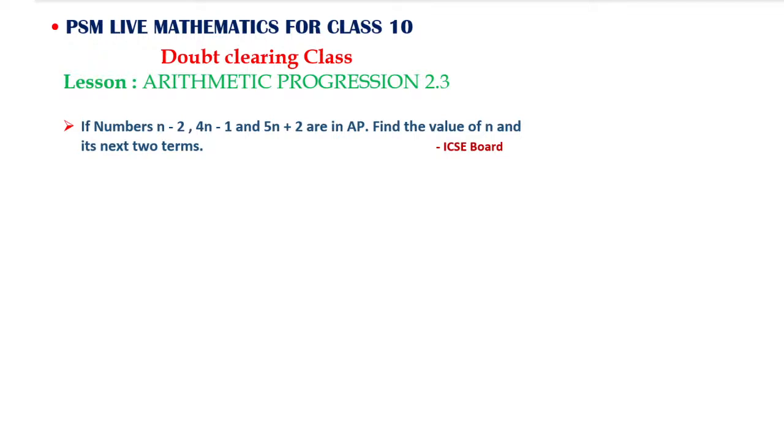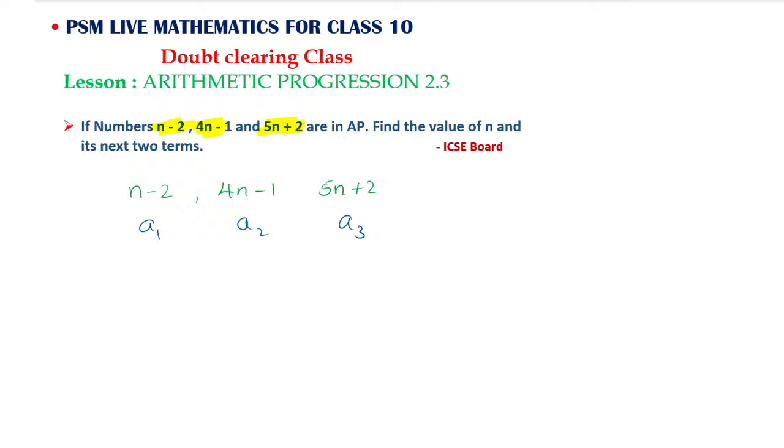So how to solve this problem? First, we have three terms. The first term is n minus 2, the second term is 4n minus 1 and the third term is 5n plus 2, which are in AP. We take the three terms separately: here A1, A2 and A3.